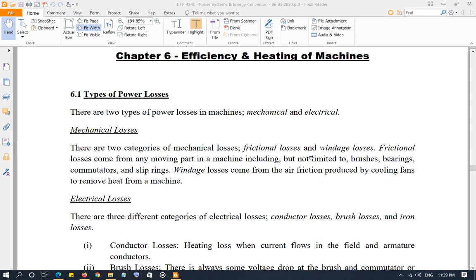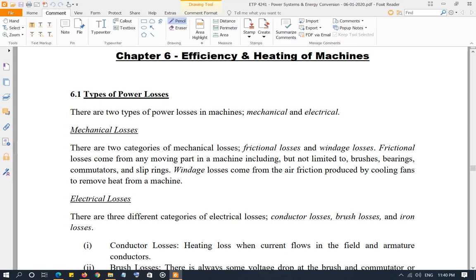What are different types of losses in a machine? So there are two major losses. There are mechanical losses and there are electrical losses. Mechanical losses are due to friction. Of course, machines have moving parts. Armature is moving, rotating. So there is friction.